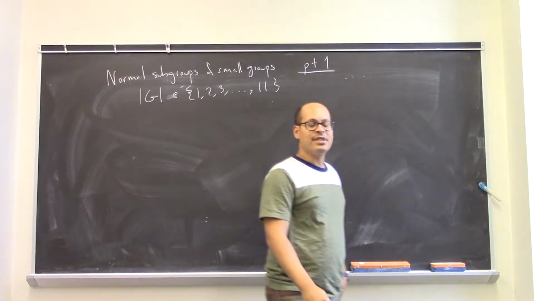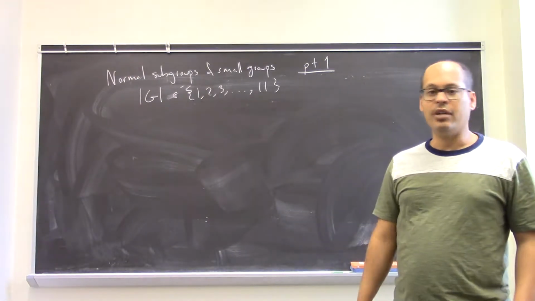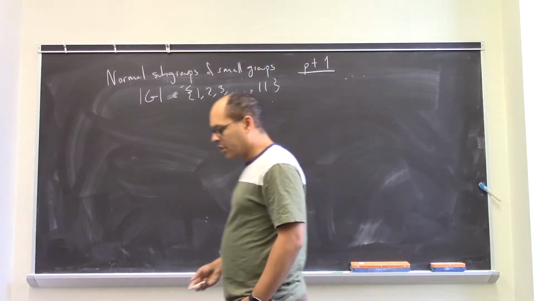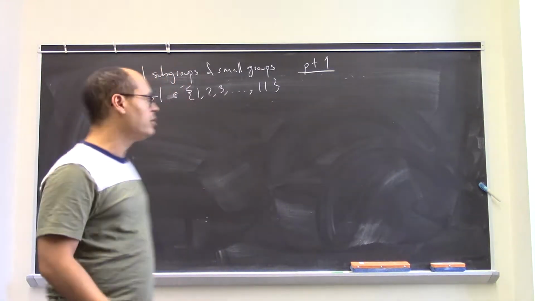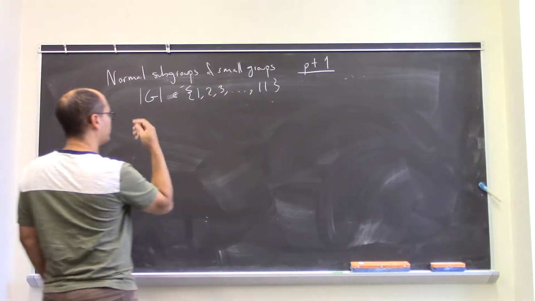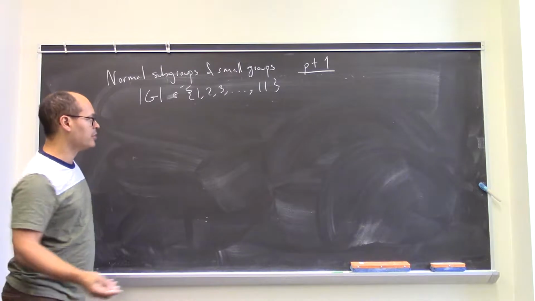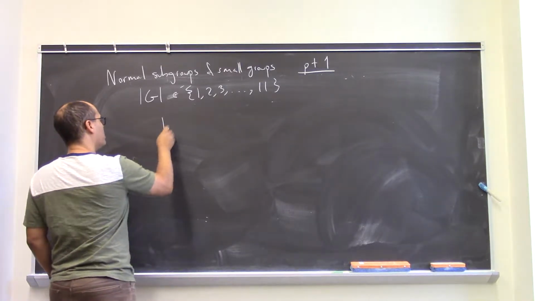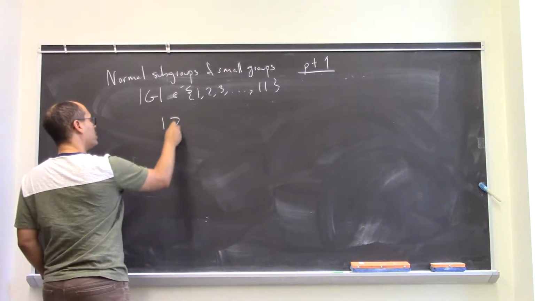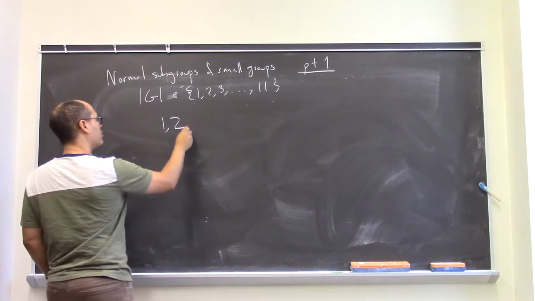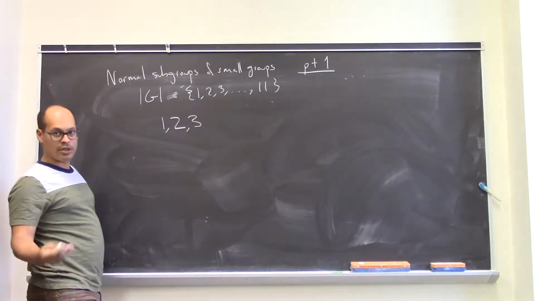All right, so let's use the Sylow theorems and whatever else we can think of to talk about normal subgroups of groups of small order. So let's start by looking at groups of order up to 11. Now, what can we say? So group of order 1, trivial. Group of order 2, cyclic. Group of order 3, groups of prime order are cyclic.